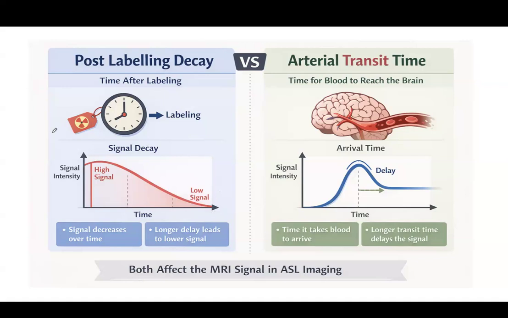Post-labeling decay is an operator-defined time. It is the technician who decides that if this is the age, this is the cutoff, so I am setting that in the MRI. But arterial transit time is the time the blood takes to flow across the artery and come to that area. The actual time taken by the blood is called arterial transit time. This is a physiological time. Post-labeling decay is an operator-fixed time.